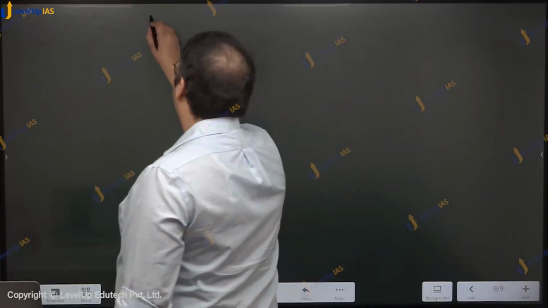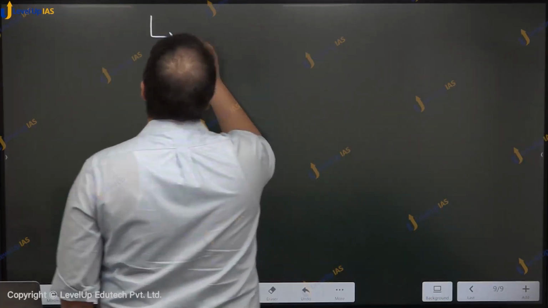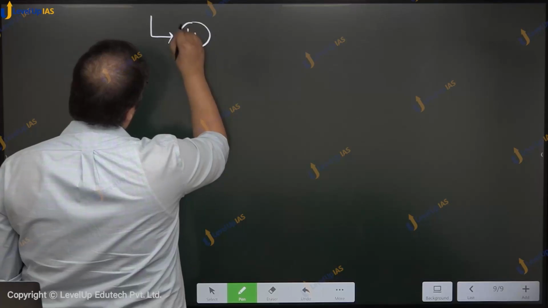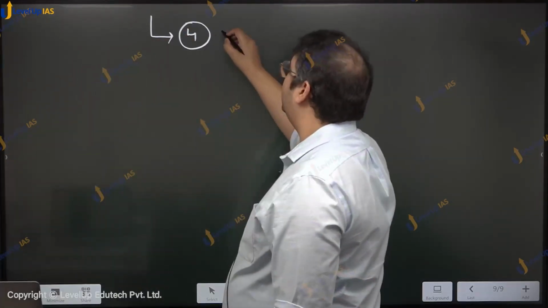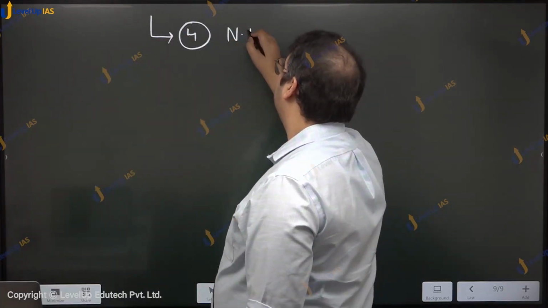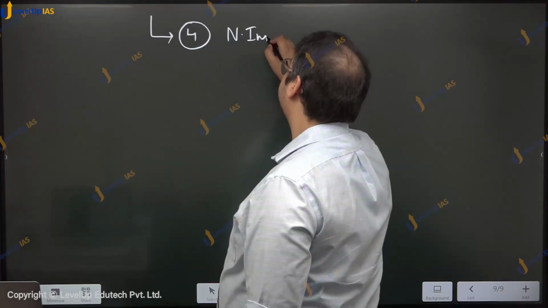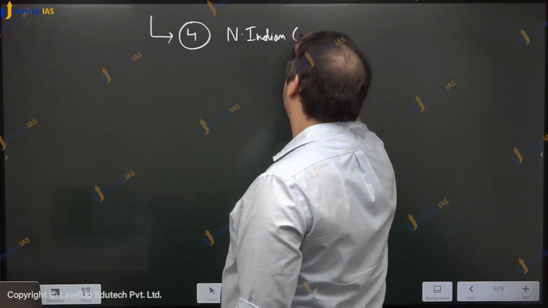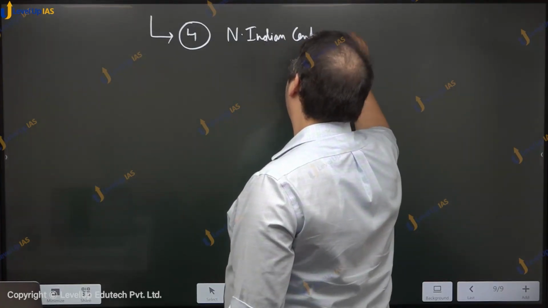And fourthly, it has been argued that R.S. Sharma took a very North Indian centric view of history.